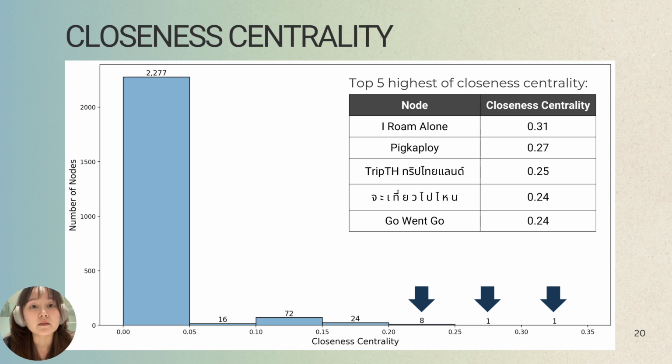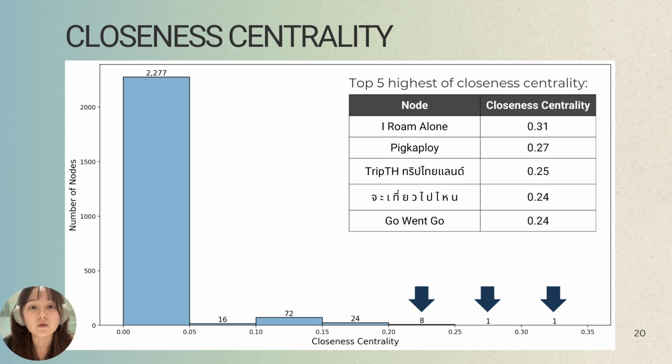So despite this, we have some standout performers listed on the right, as you can see in the table. So first, Anomalon leads with a closeness centrality of 0.31. Pickleball is next with 0.27. Thailand follows with 0.25. Tasmania and Golden Cool each have a centrality of 0.24.